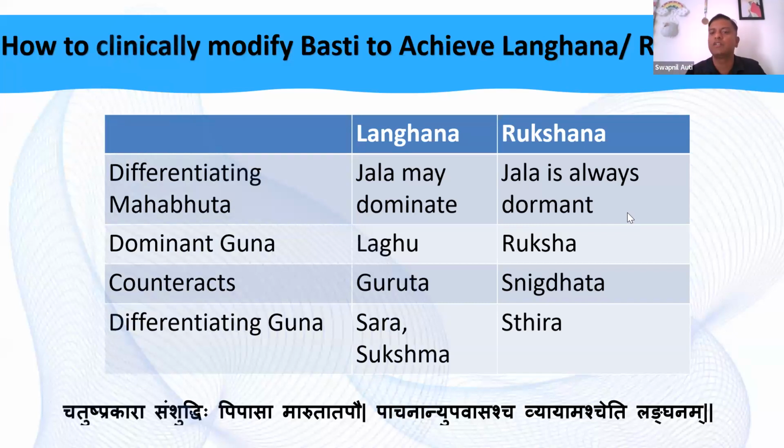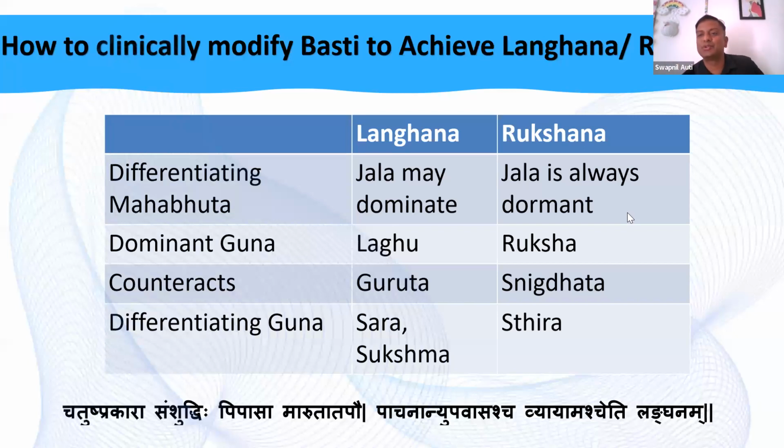So for rukshana, jala mahabhuta should be dormant. Jala mahabhuta should be low. Then only rukshana can be achieved. So for that purpose, multiple vega of basti is necessary, and sneha should not be included, or sneha should be such that it won't get absorbed, like eranda sneha. The eranda sneha has a very unique feature, that is why it is used in amavata cases. When used in low doses, it gets absorbed. When used in high doses, it gets removed.